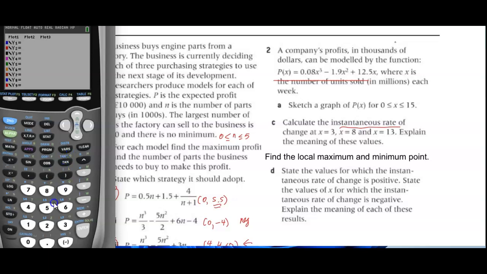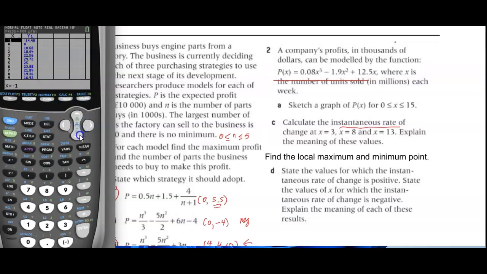Okay, so I'm going to put in 0.08x cubed minus 1.9x squared. Oops, x squared, not star squared. Plus 12.5x. And we'll use the table first.